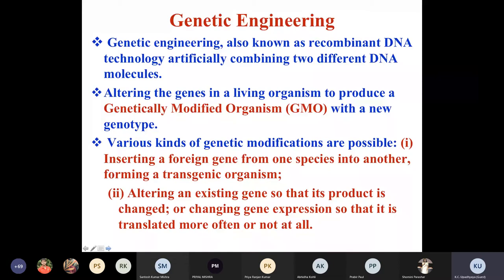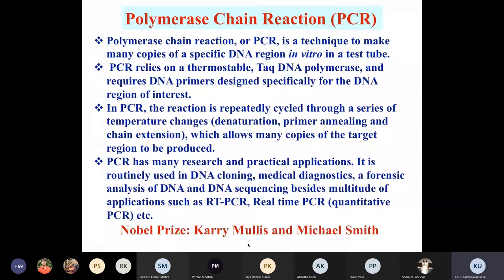Another discovery, the split gene, came in 1977. Then PCR came in 1985, which revolutionized the study of molecular biology. PCR, polymerase chain reaction, is a technique to make many copies of specific DNA in vitro, in a test tube. This relies on DNA polymerase, which copies DNA. Since it requires recycling every time as it keeps on multiplying, you need the thermostable Taq polymerase.